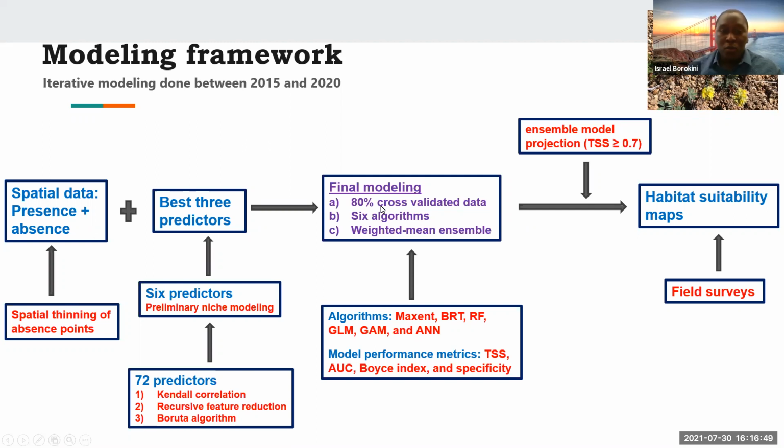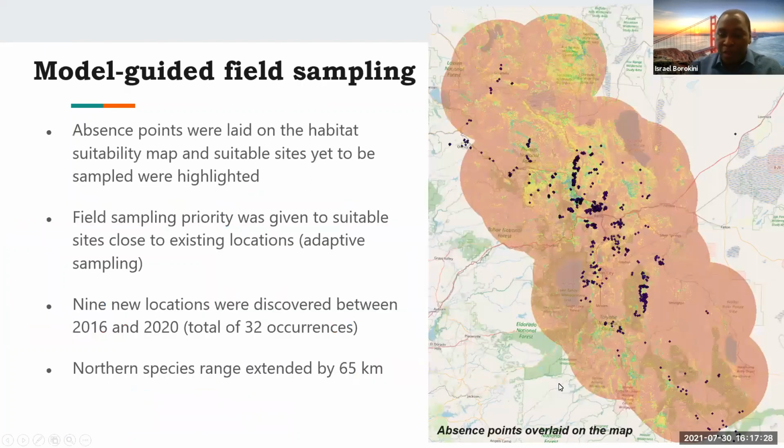For the modeling, we did cross-validation with an 80% subset and used 6 different algorithms. The habitat suitability models or maps were generated using a weighted mean ensemble in the BIOMOD2 R package, using TSS as the metric for model performance evaluation. And then it is the habitat maps that were used to guide field surveys.